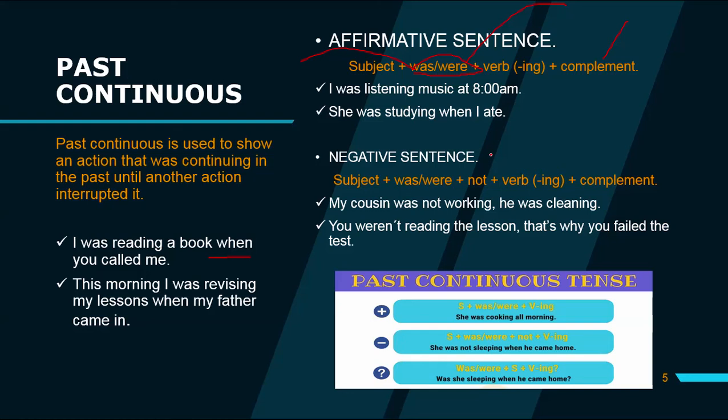Negative sentence. The structure is subject, was or were, you see, verb to be again, not, verb with -ing and complement. For instance, my cousin was not working, he was cleaning. Or you weren't reading the lesson, that's why you failed the test.